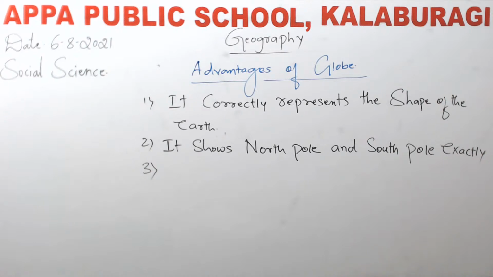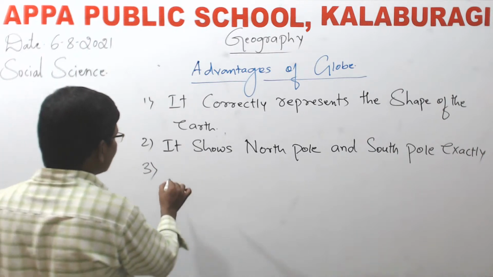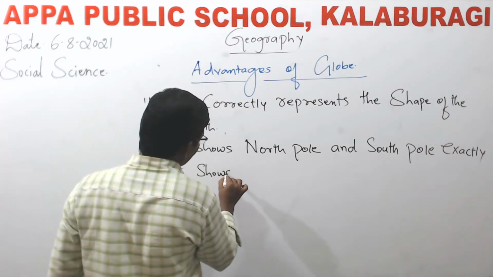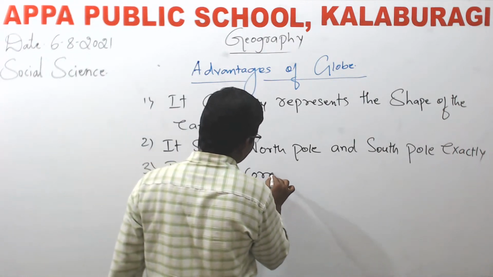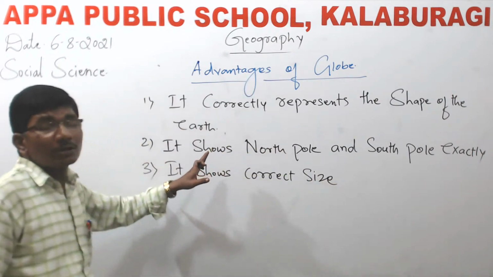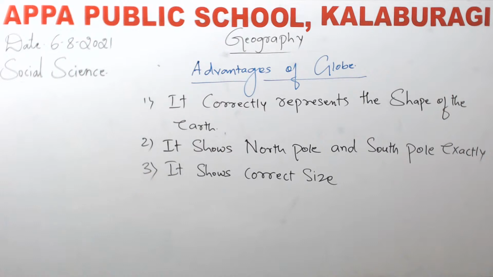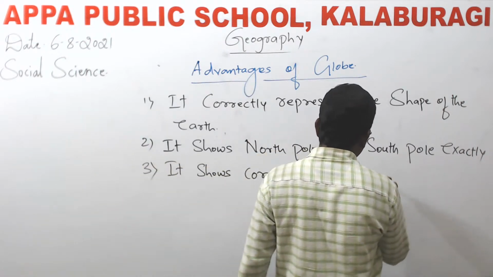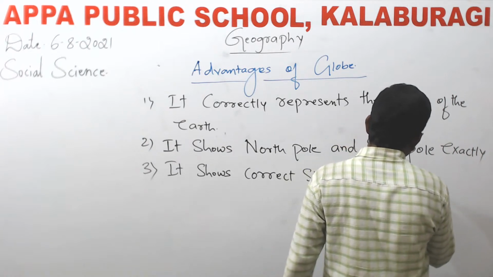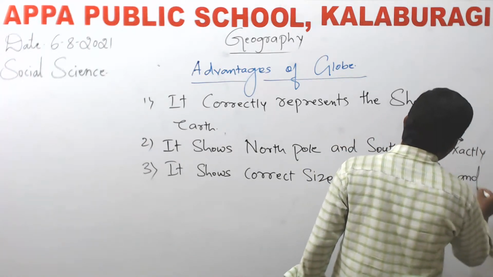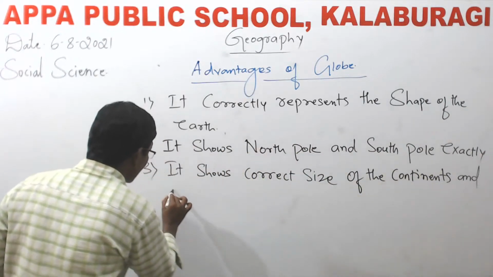And next, it shows the correct size of the continents. What is it, children? It shows the correct size of the continents and oceans.